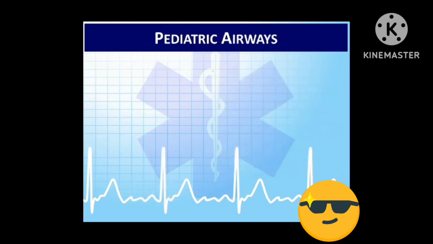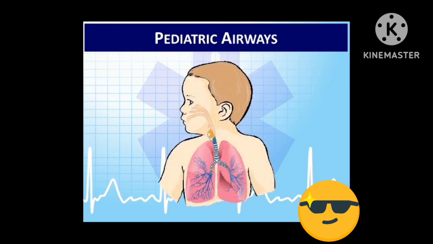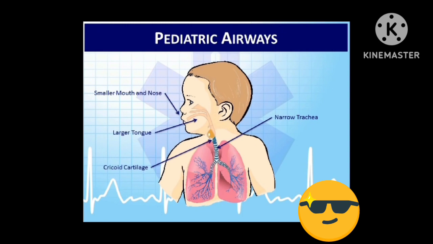As you will find throughout the course, not all patients are the same. This is especially true when discussing the respiratory system of a pediatric patient. When managing the airway of a pediatric patient, it is important to recognize the following differences in the pediatric airway. Mouth and nose are smaller. The tongue is proportionally larger, taking up more relative space in the oral cavity. Trachea is narrower. Cricoid cartilage is less rigid and developed.